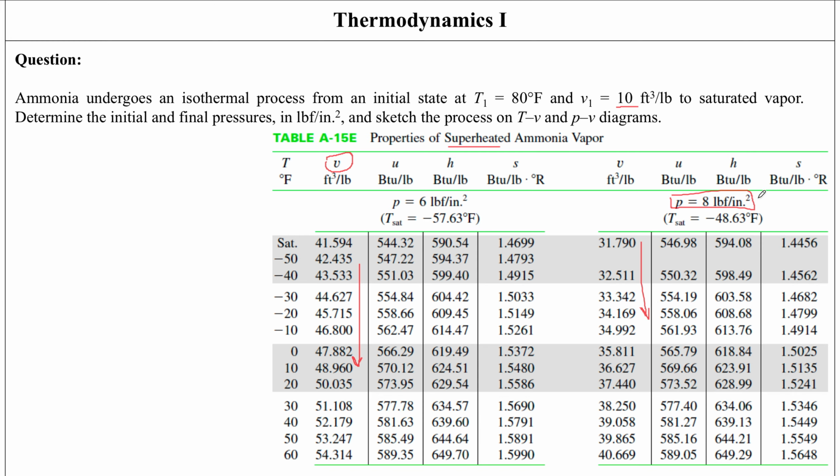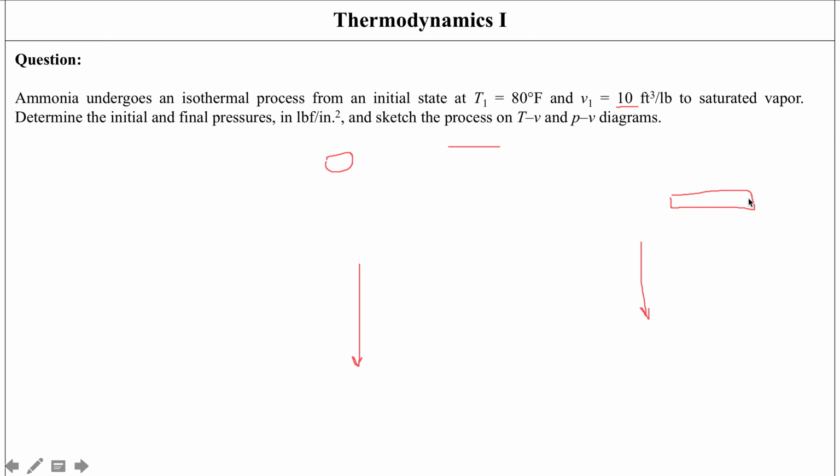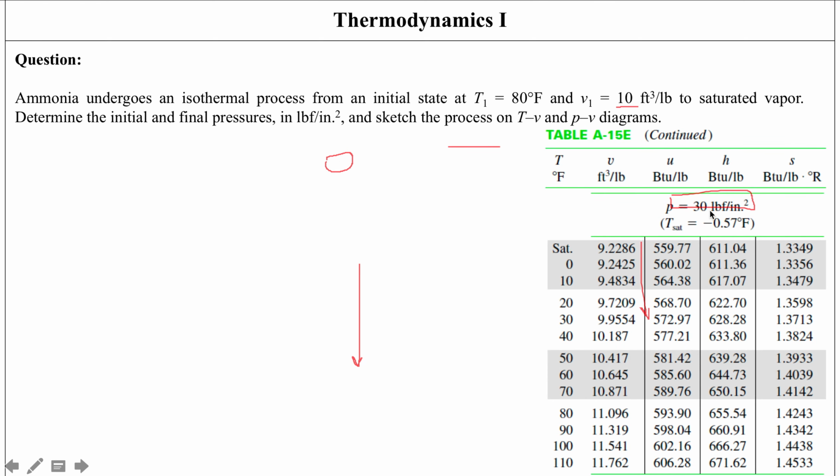So 6, 8, 10, we keep going on and on until we find a column for the pressure set across which we see that the specific volume runs down from around 9 until 11. So our specific volume is going to be somewhere between these two. So what do we do? Because our specific volume is 10 feet cubed per pound, it's basically between these two values.